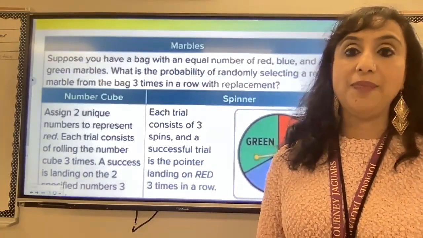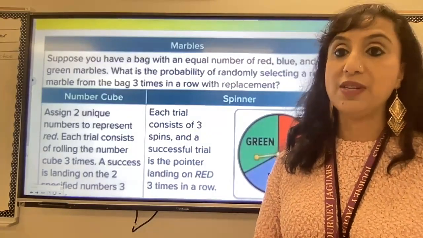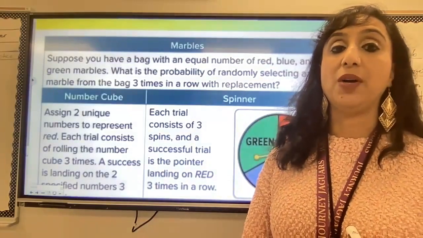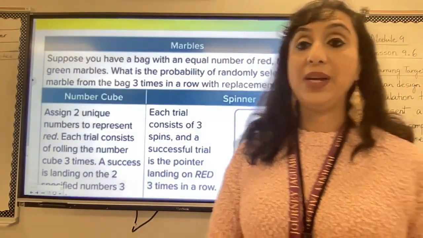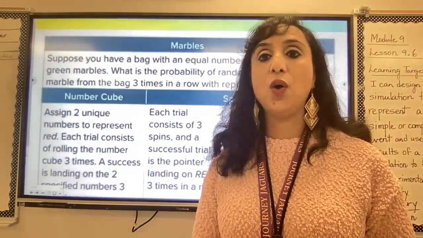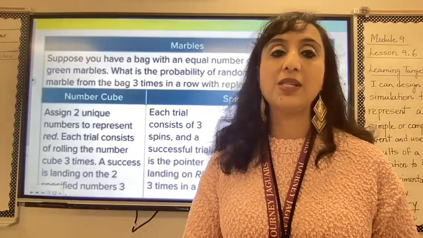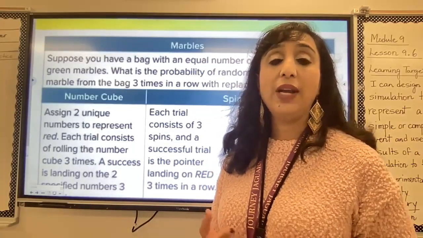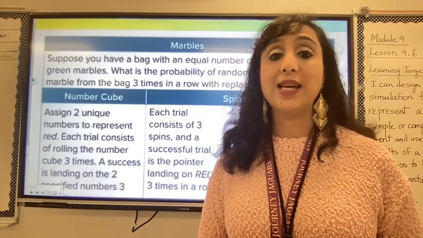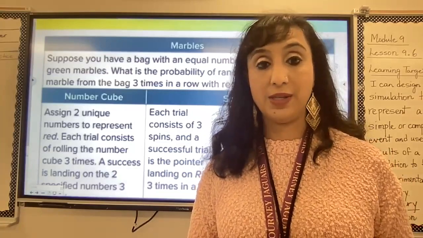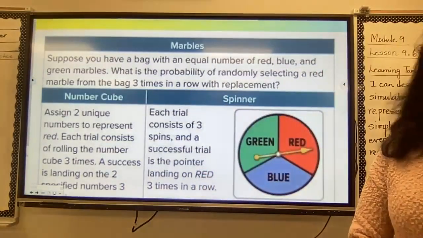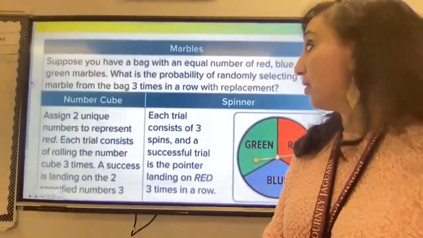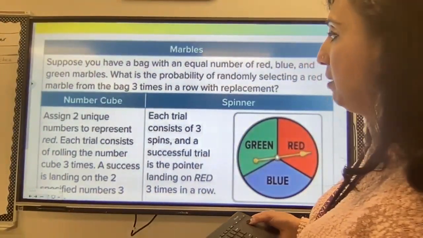There are two good ways to do this, because there are three different sections. We can use the number cube. What does a number cube have? It has 6 parts. So we can have two unique numbers to represent red, and each trial is going to consist of rolling the number cube 3 times, and the success is landing on the two specified numbers 3 times in a row. Let me pull this up so you can see this a little better.